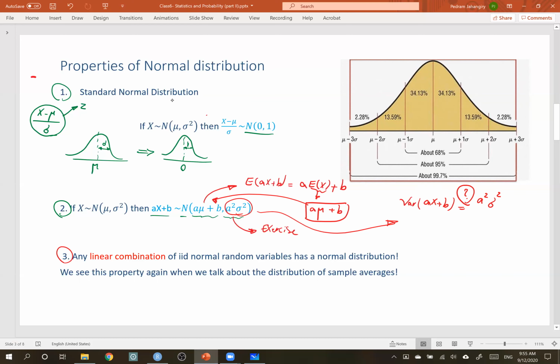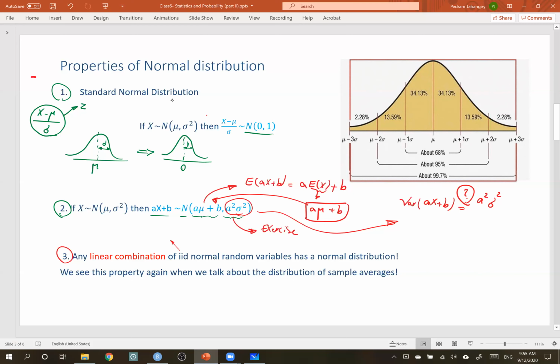So what is IID? It stands for independent and identically distributed. Basically, it says that if you have two independent random variables and they're identically distributed, it means that their distribution is the same. So they're both normally distributed. If you add a bunch of these random variables together, the new random variable is going to be also normally distributed. Okay, so that's what we're saying in property number 3.